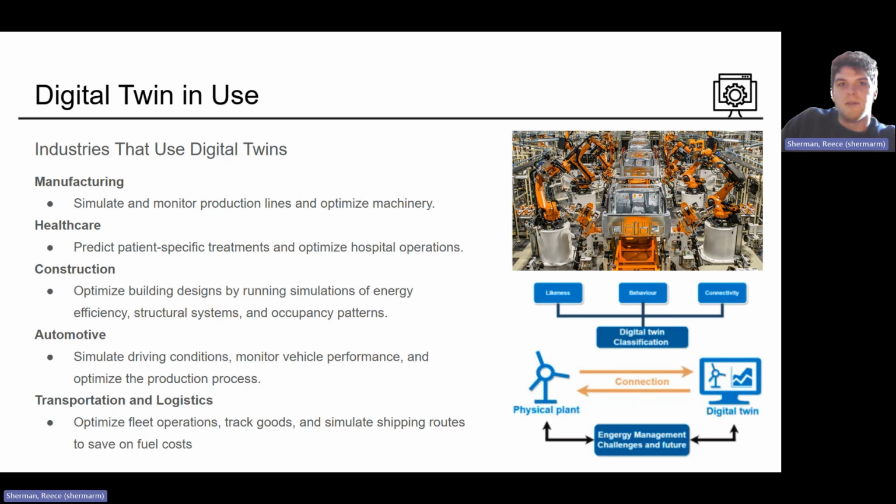And finally, the transportation and logistics sector uses it to optimize fleet operations, track goods, and simulate shipping routes to save on fuel costs. And although these sectors are the most commonly referenced and most exposed industries to digital twins, many other sectors are trying to adapt and incorporate them into their field, whether it's by running predictive analysis or something as simple as monitoring temperature. I think a digital twin can be proven useful for most operational needs.